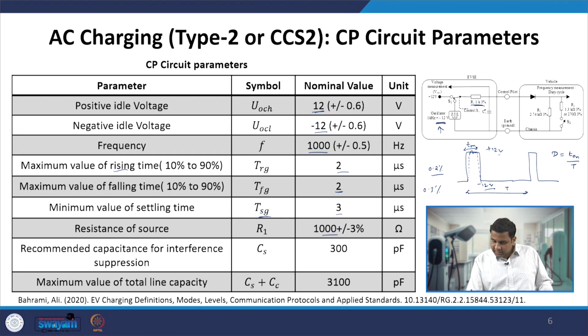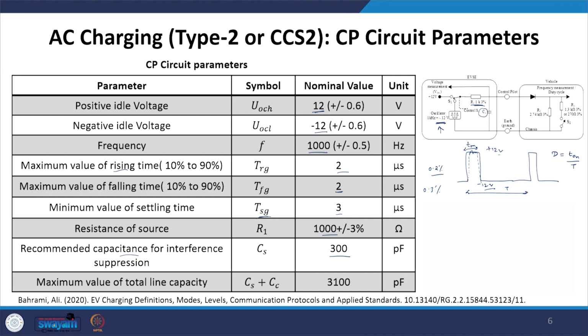And the CS value: there will always be capacitance between different pins. So between CP and ground, the maximum recommended capacitance for the suppression of this interference is 300 picofarad. However, the maximum value of total line capacitance, which corresponds to the capacitance between control pilot and ground and the cable capacitance, should be less than 3100 picofarad. So these are some of the CP circuit parameters.